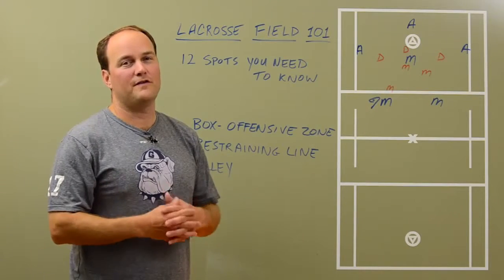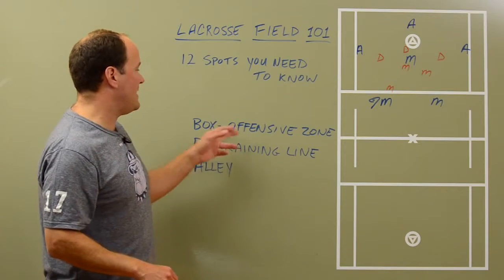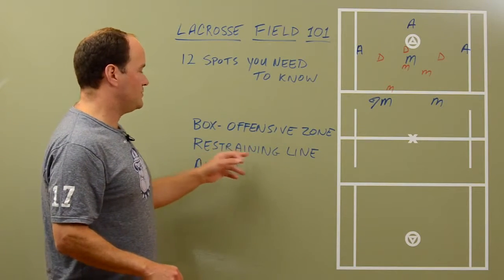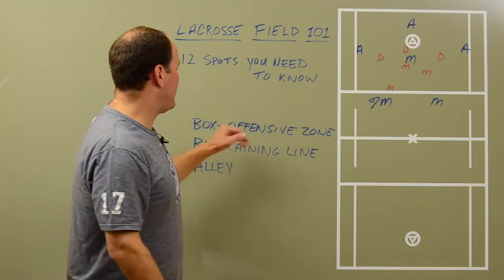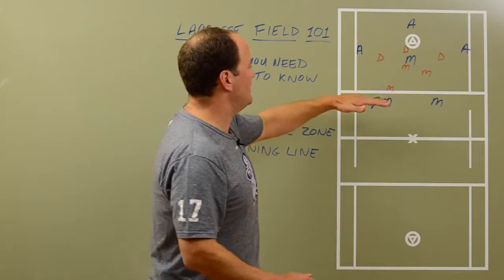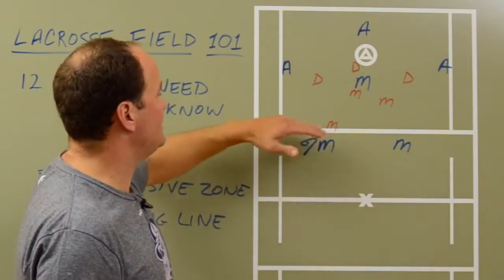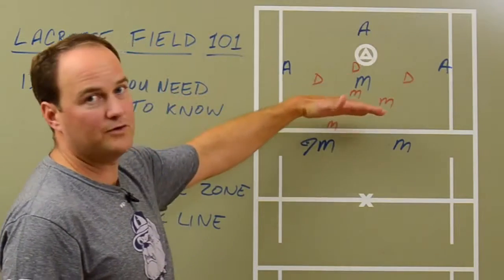Okay, the next part of the field that we want to talk about, and three of them are kind of pretty similar: the box, the offensive zone, the restraining line, and the alley. And the box, or the offensive zone, and the restraining line are all really similar. So let's talk about that first. So the restraining line is this area here. The box is the entire area below the restraining line.